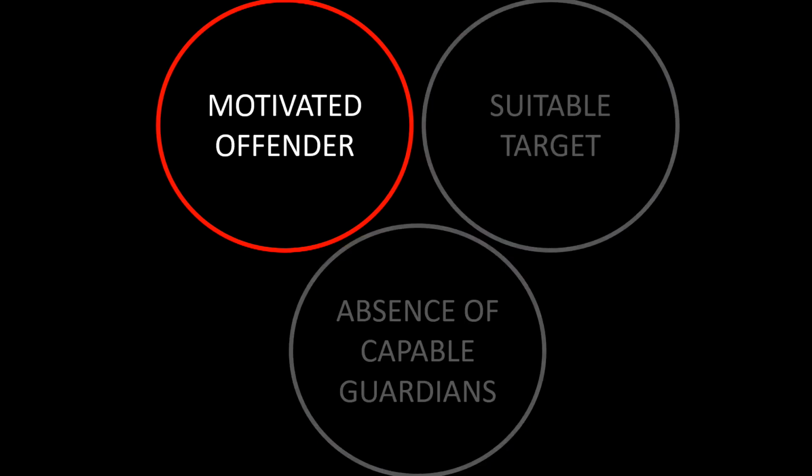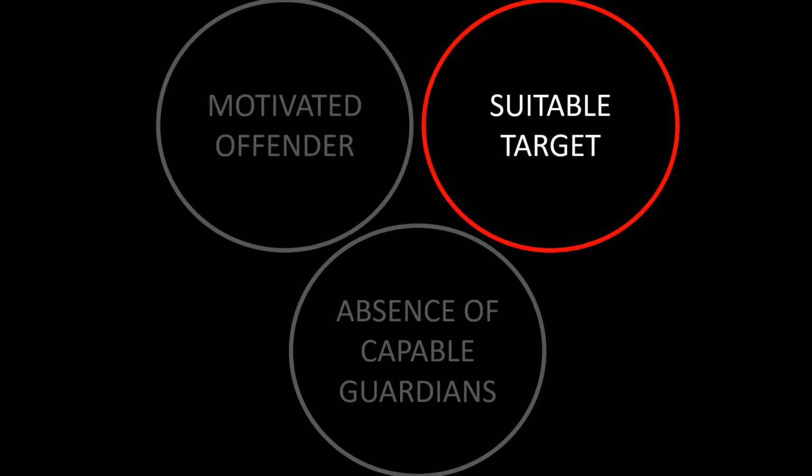The first is a motivated offender. Although this is one of the three central elements, routine activities theory is not very interested in it. Cohen and Felson simply assume that a motivated offender is present. They're not interested in why the offender is motivated. This is where the theory is different from most criminological theories, which are focused on why the offender wants to commit a crime.